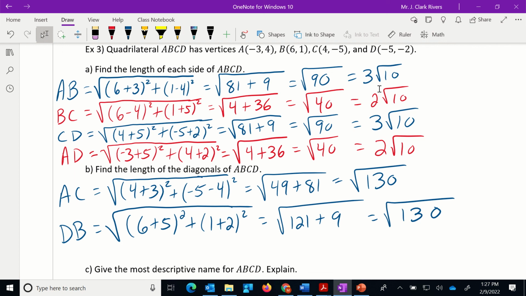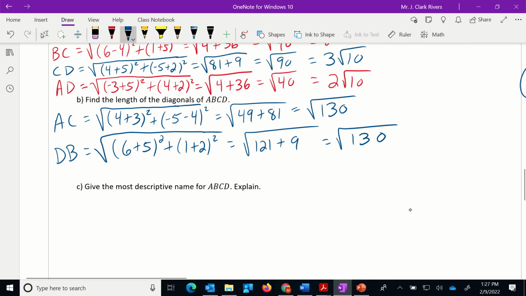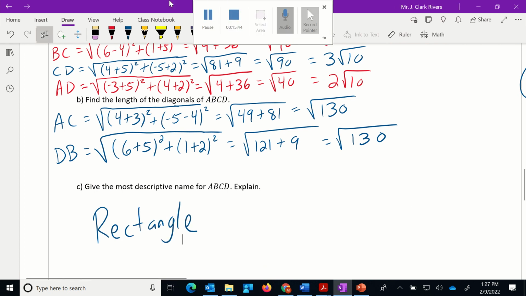Definitely a parallelogram. The question is, is it a rectangle? Well, the diagonals are congruent, which means it has to be a rectangle. In a rectangle, the diagonals are congruent. So there you go, rectangle. Very good. Questions on that?